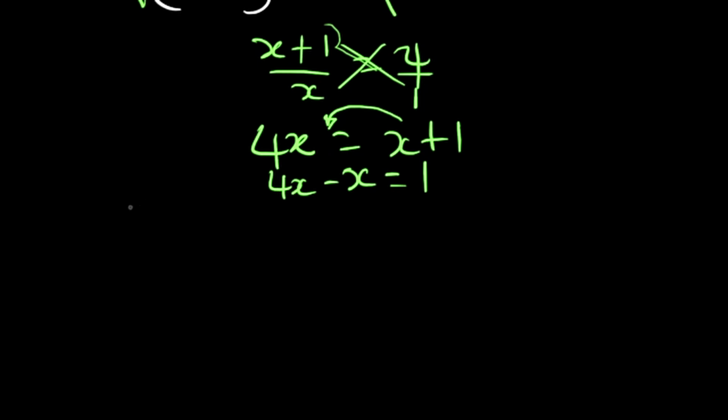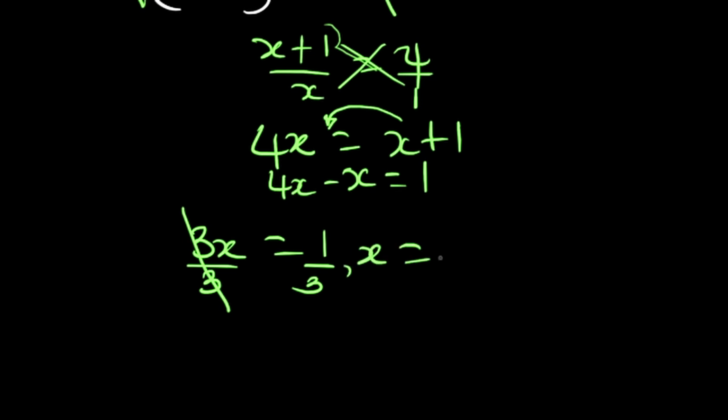Let's continue. 4x minus x will give us 3x is equal to 1. To solve for x, we simply divide both sides by 3. This 3 they cancel out. We have that x is equal to what? 1 over 3. This is the value of x. It's as simple as that.